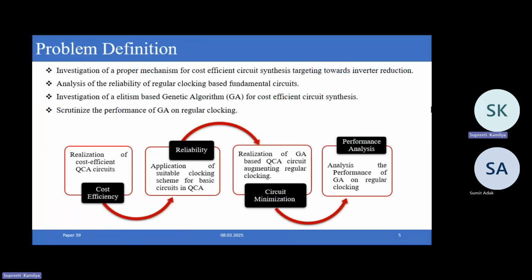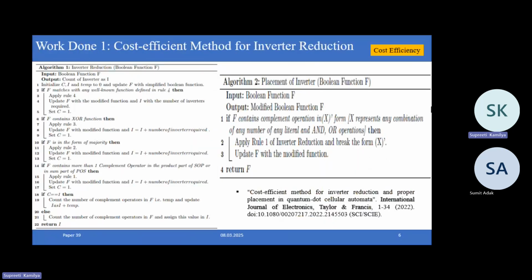In the last part, we investigated the impact of the genetic algorithm in respect of cost, fault tolerance capability, and power. So that's the flow of my thesis defense. In the first contribution, I have identified four basic rules.